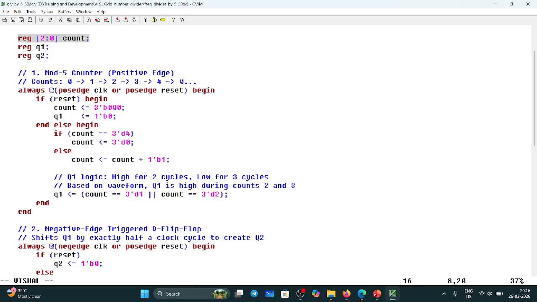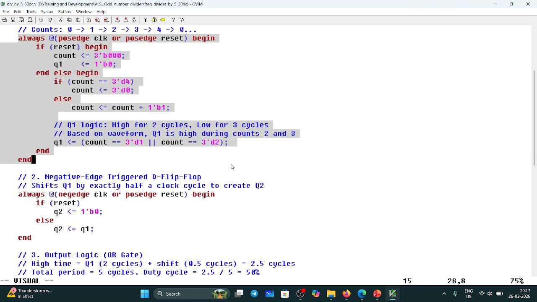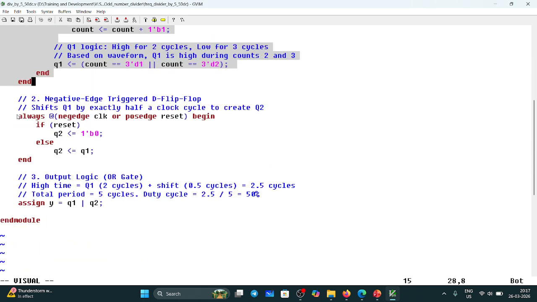Always at posedge of clock or posedge of reset begin. If reset, count becomes 0 and Q1 becomes 0. Else begin: if count becomes 4, again count should become 0. Otherwise, it should do normal count. Okay, this is the code for the counter, and next I need to design the code for the negative edge trigger D flip flop.